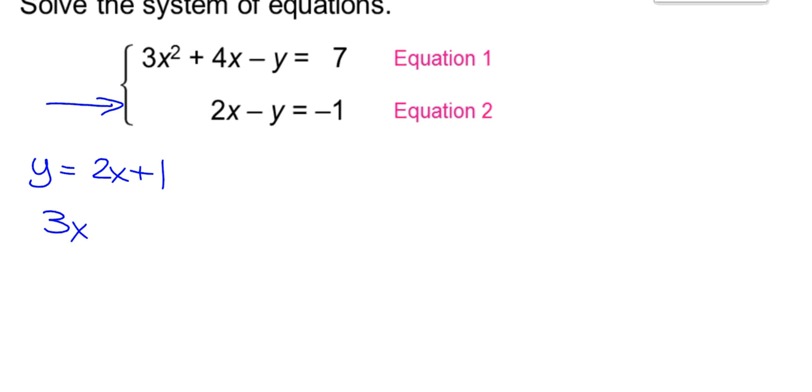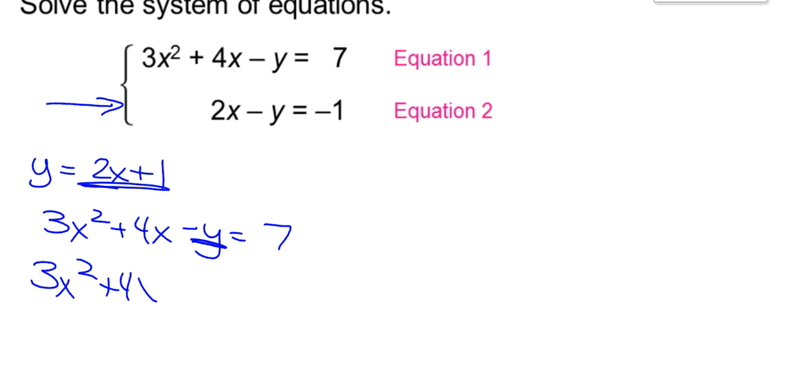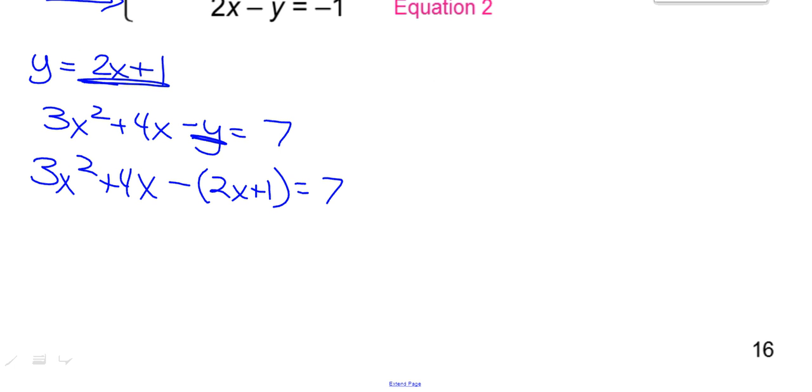So I have 3x squared plus 4x minus y. It always helps if you write the equation correctly. If you don't, that's always a bad thing. And so we'll just plug that in. So we get 3x squared plus 4x minus, and do be careful because it's minus the parentheses 2x plus 1, equals 7. And now we have to solve this. And this is just an algebraic manipulation problem.